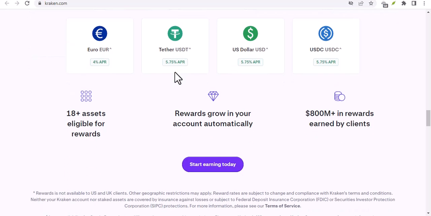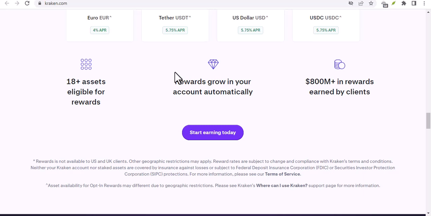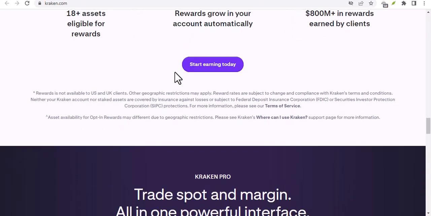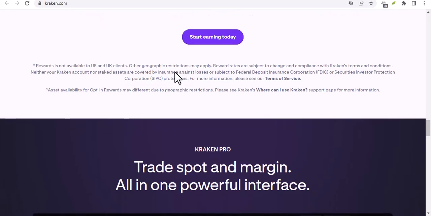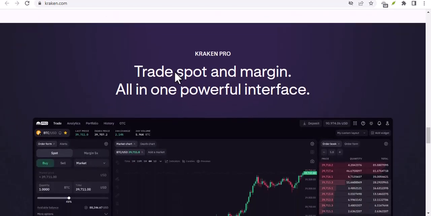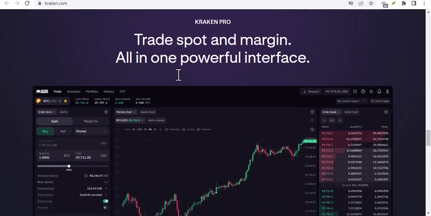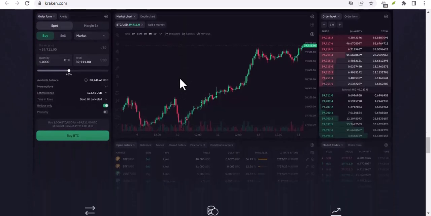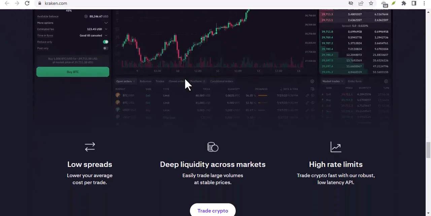Furthermore, USDT facilitates easy entry and exit points. If you're looking to convert your fiat currency, like US dollars, into crypto, you can easily buy USDT on Kraken and then use it to purchase other cryptocurrencies. Similarly, if you want to cash out your crypto profits, you can sell your cryptocurrencies for USDT and then withdraw it to your bank account. This seamless conversion process makes USDT an incredibly convenient tool for navigating the crypto market.